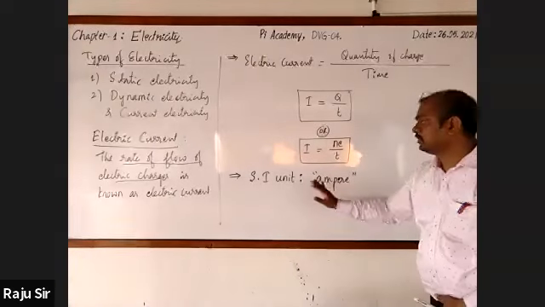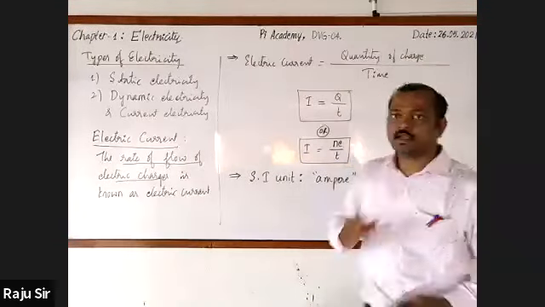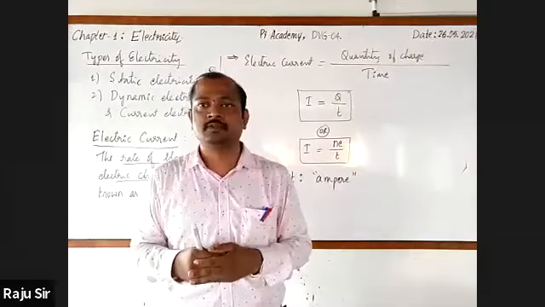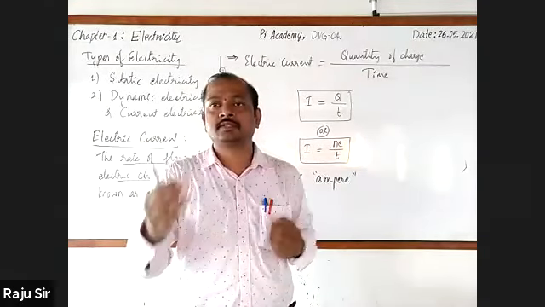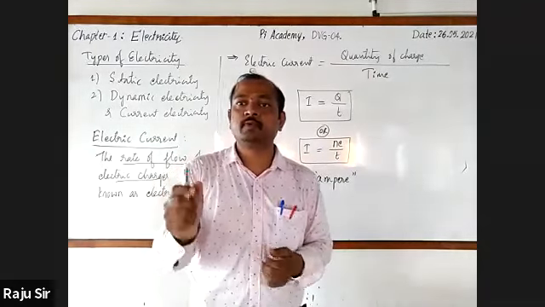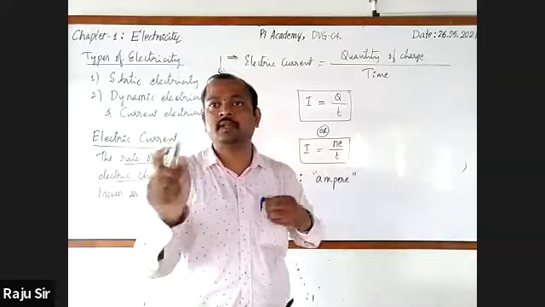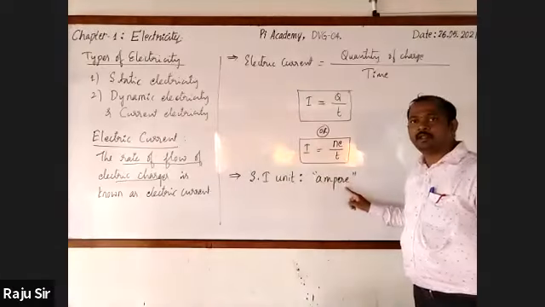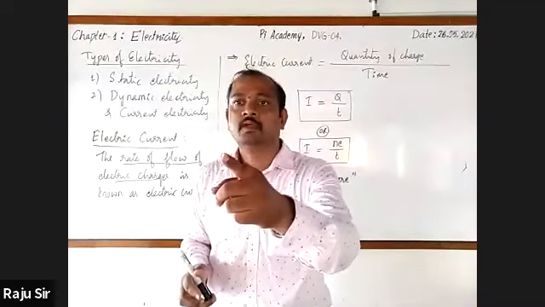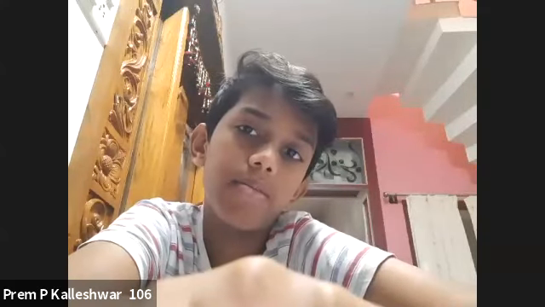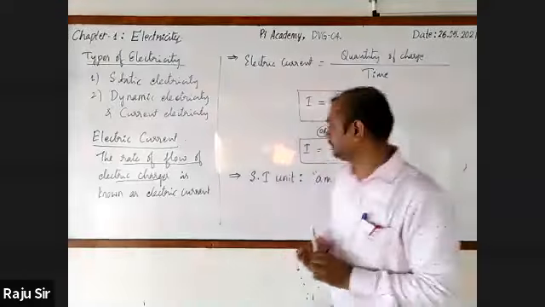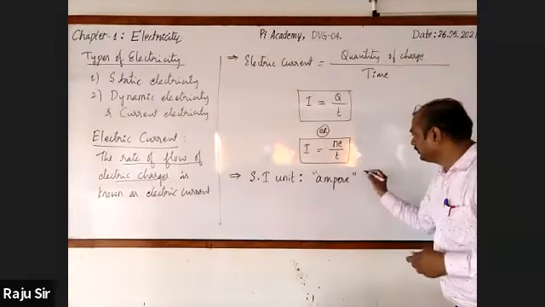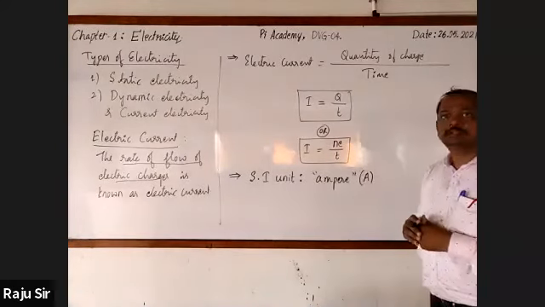Yes, the unit of electric current is ampere. And as I said, in science we have a culture of honoring our scientists for their contributions. So we take part of their name as the unit for a physical quantity. The word ampere has been taken from the great scientist Andre Marie Ampere. Please do remember. The symbolic representation of ampere is A.